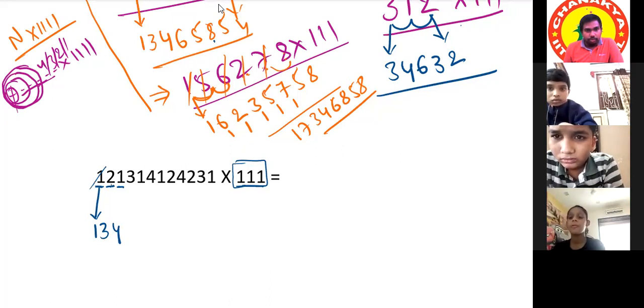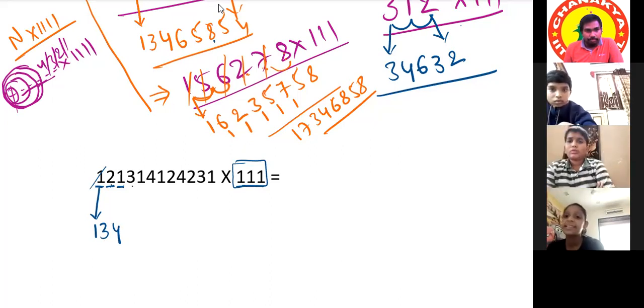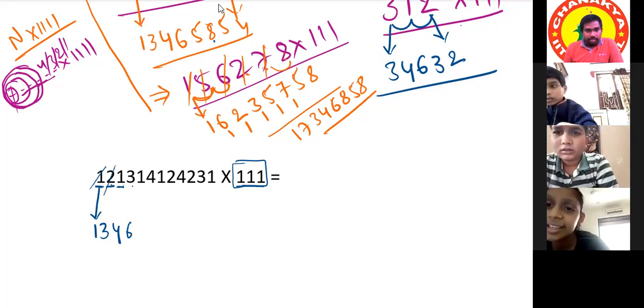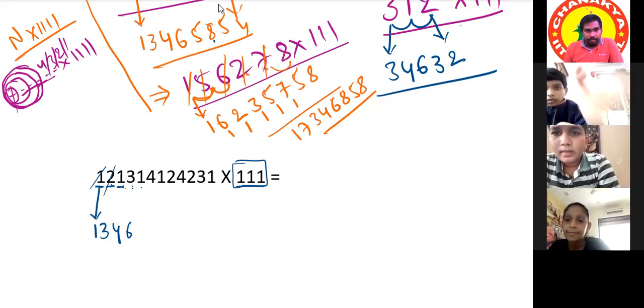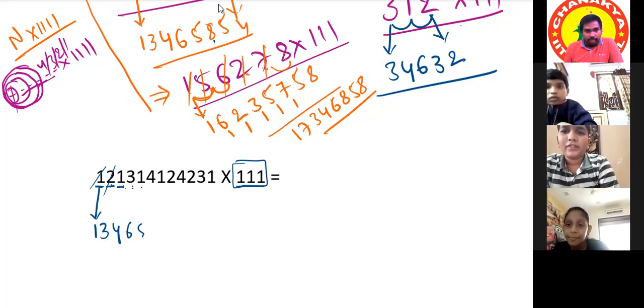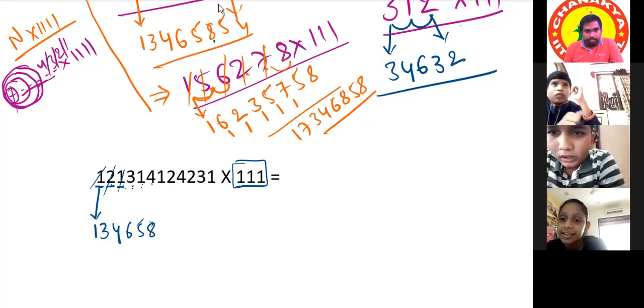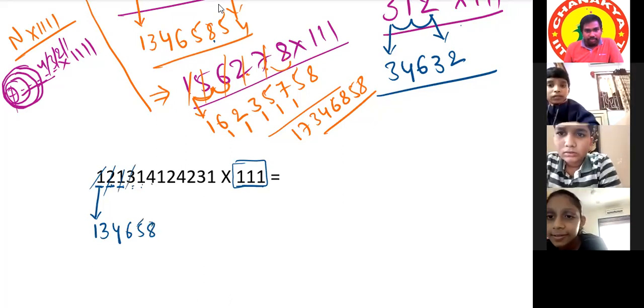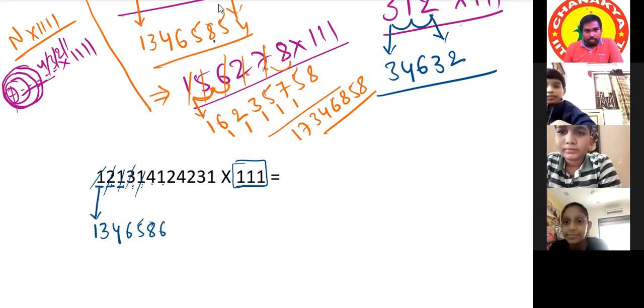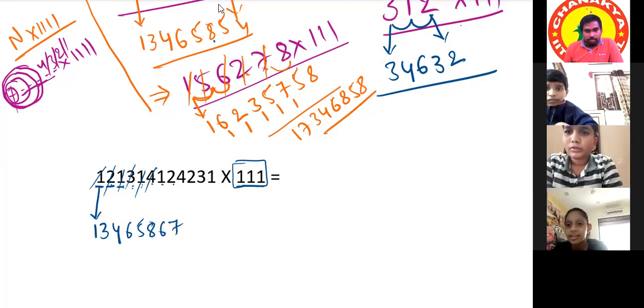Next 3 digits are 2 plus 1 plus 3, answer is 6. Take out 2: 1 plus 3 plus 1, that is 5. Take out 3: 3 plus 1 plus 4, that is 8. Take out 1: 1 plus 4 plus 1, answer is 6. Remove 1: 4 plus 1 plus 2, that is 7. Cancel 4: 1 plus 2 plus 4, answer is 7.